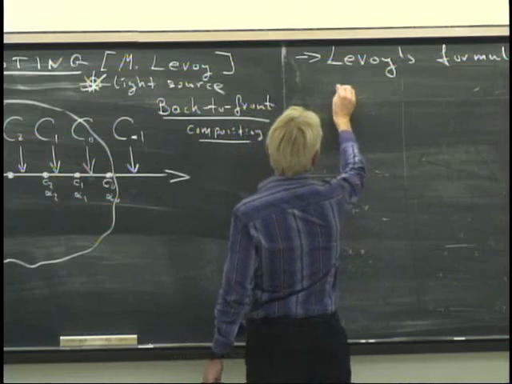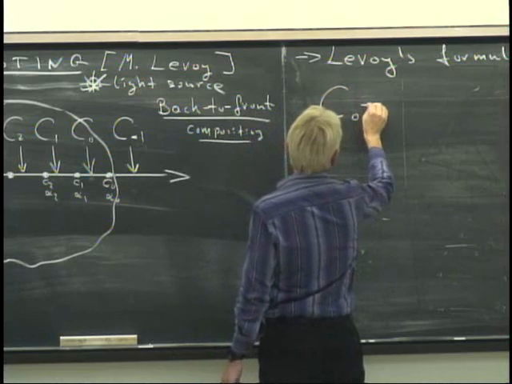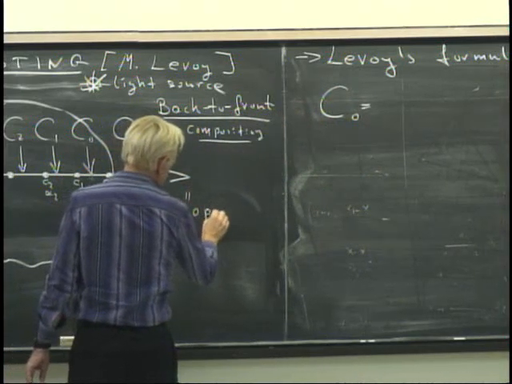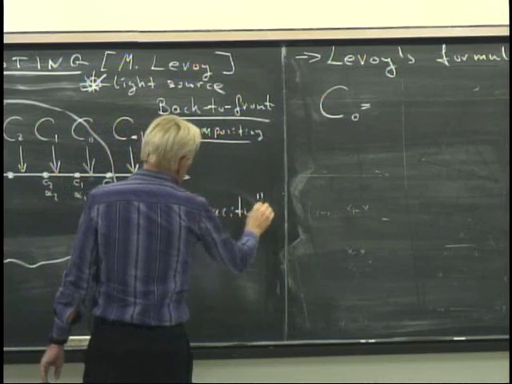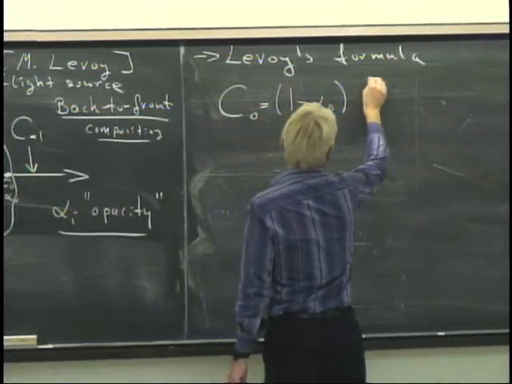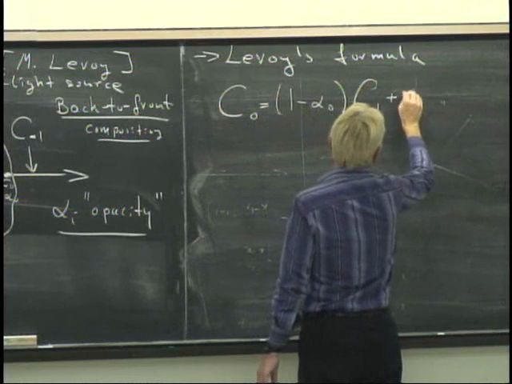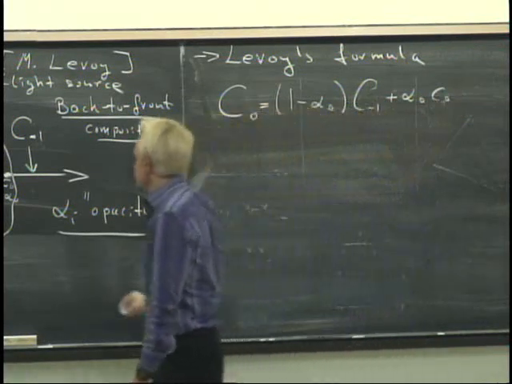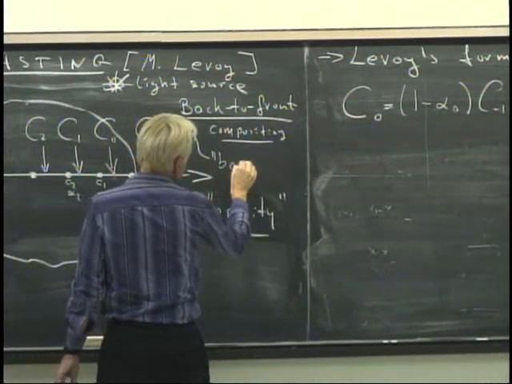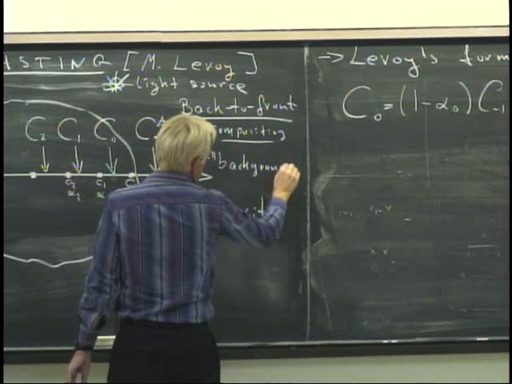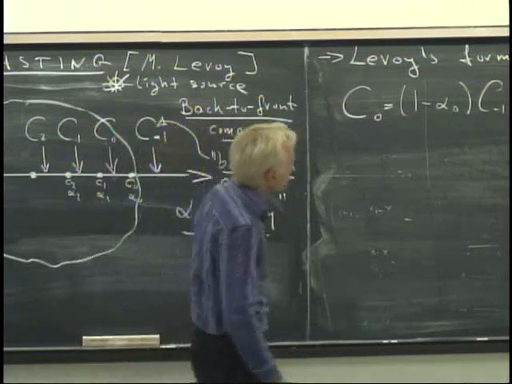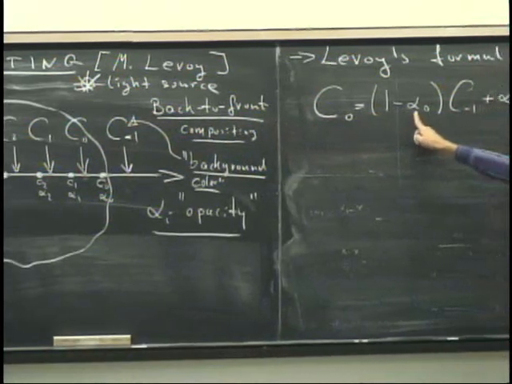So you say big color, capital C0, is, I have to say what these alpha i's are. They are so-called opacities, and it becomes clear why they are called opacities. It is 1 minus alpha 0 times the background color, C minus 1, plus alpha 0 times C0. So this C minus 1 is the background color. What does this mean? This is linear interpolation, right?